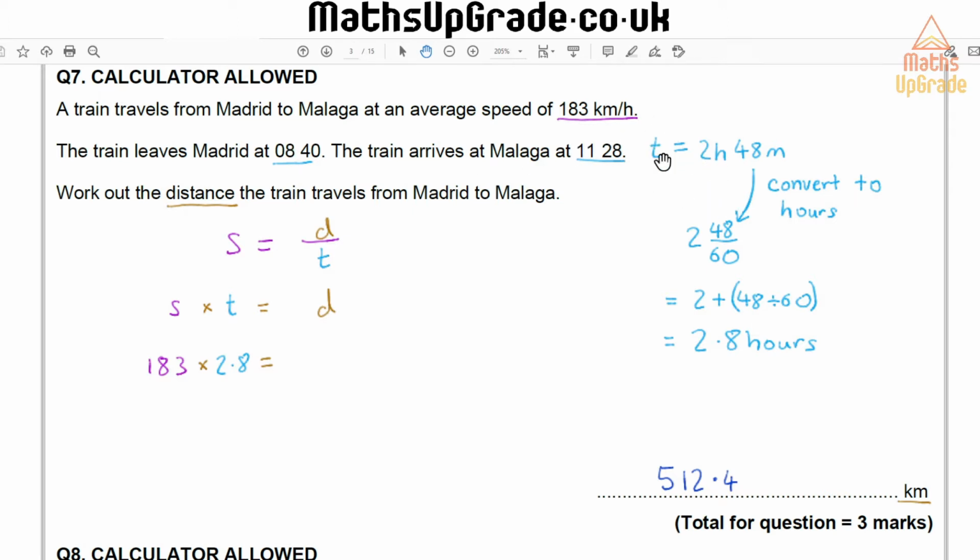The time taken is 2 hours and 48 minutes. If I convert that into hours, that would be 2 and 48 sixtieths of an hour, which is the same as 2 plus 48 sixtieths, which with a calculator is 2.8 hours. So 2.8 hours, if I substitute it into this formula that I've rearranged here, and then work out the distance, I get 512.4 kilometers. Okay, and the question doesn't require me to round it, so I'll leave my answer like that. That would be 3 marks for that question.